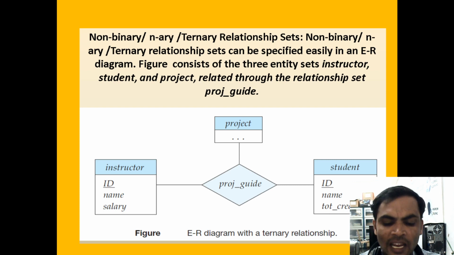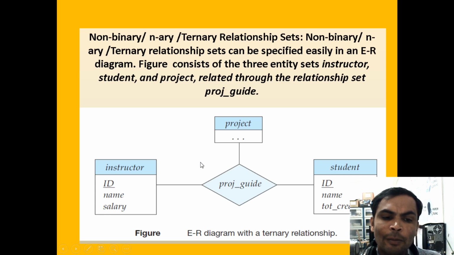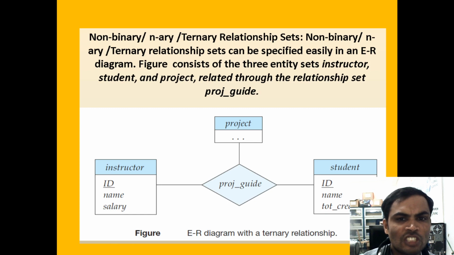Between the entity and the relationship, we are calling it a non-binary relationship. Here the course and the relationship exist, then we can call it non-binary. Between two entities existing means we can call it binary. Between three entities existing means we can call it ternary. If a relationship exists among more than n number of entities, we can call it an n-ary relationship.